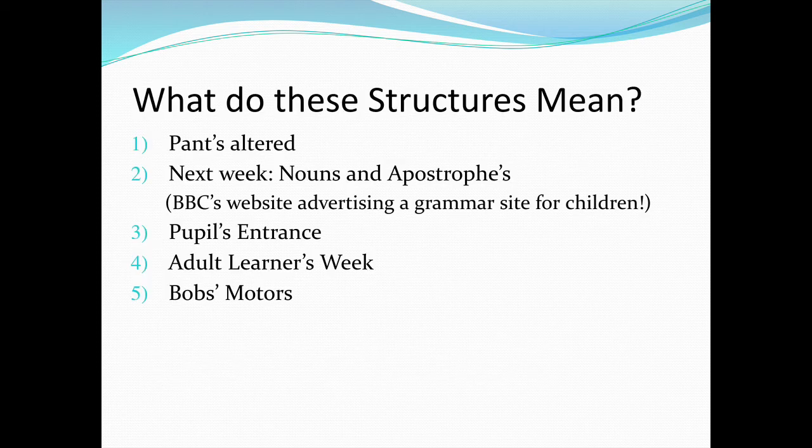Okay, let's play a game. I want to know what you think these structures mean. A quick public service announcement: all 5 of these came from actual printed documents, so these examples exist out in the world.